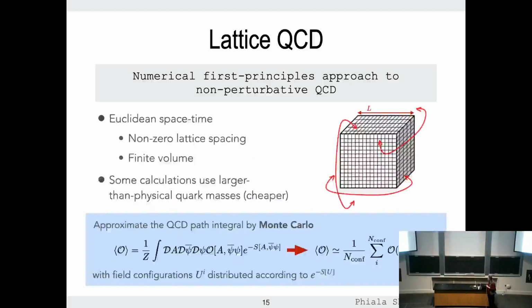Okay, so to be just a little bit more formal, we put our theory onto a space-time grid, and that means we have some finite lattice spacing and some finite lattice volume. And so, of course, you have to do the calculation over and over again with smaller and smaller spacings, bigger and bigger volumes to extrapolate to the continuum infinite volume theory. Sometimes it's also convenient to use larger than physical values of the quark masses, and I'll show you some results with larger than physical values of the quark masses later.